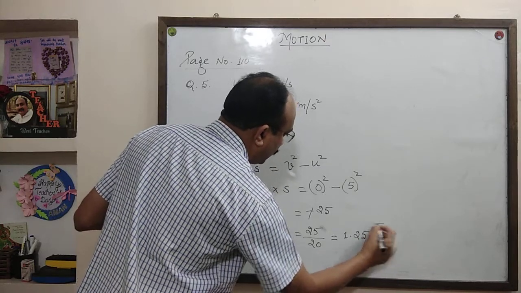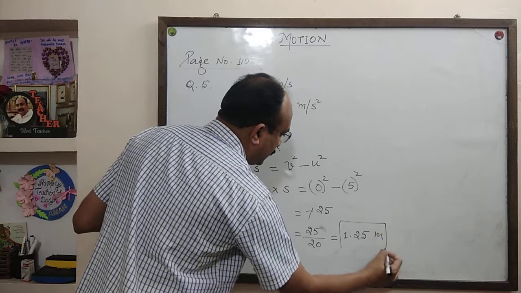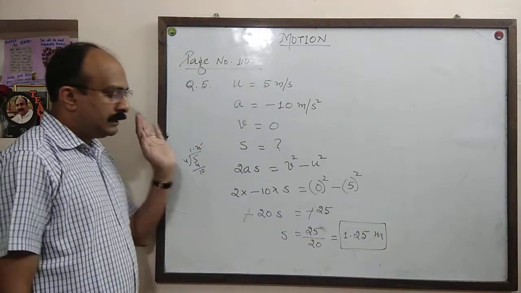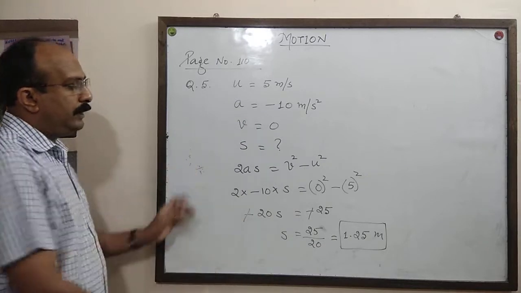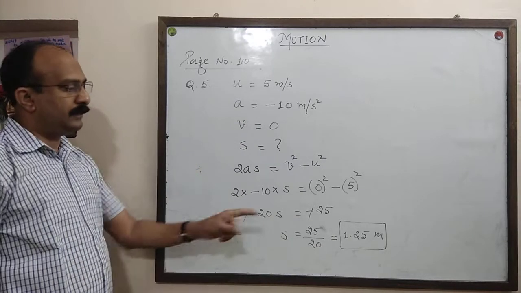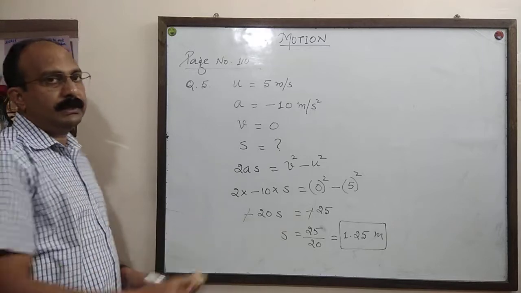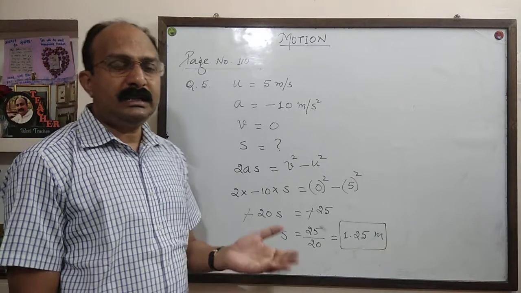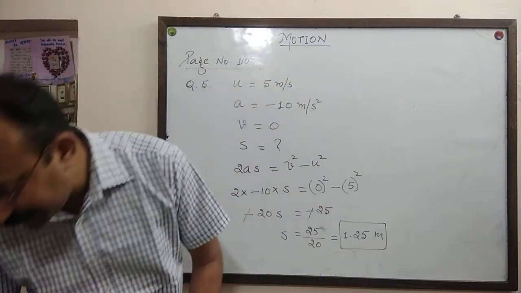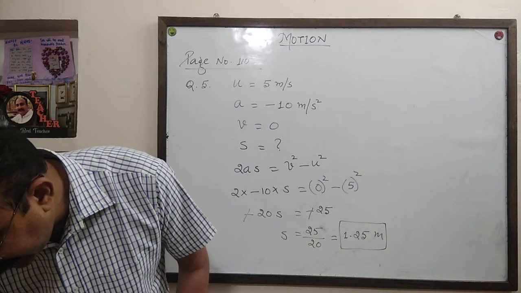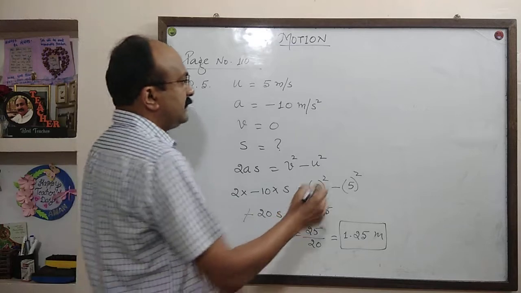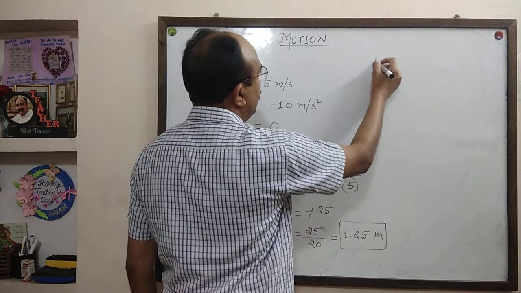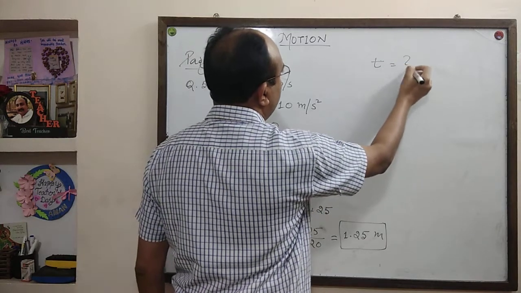1.25 meter. So this is the first answer. This body will reach up to a maximum height of 1.25 meter. Second question is asked: what is the time taken by the body to reach there? How much time will it take to reach there? Now the second part is asked, t, the time taken to reach there.